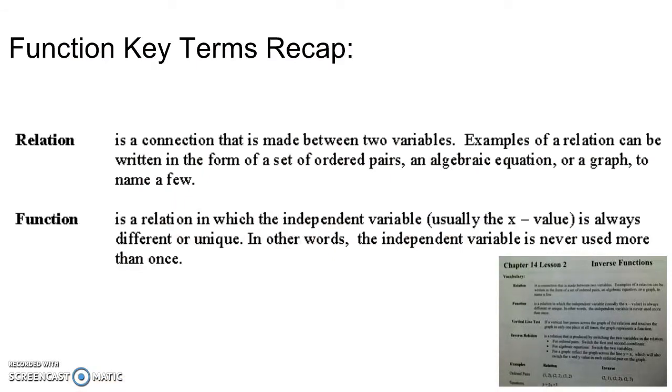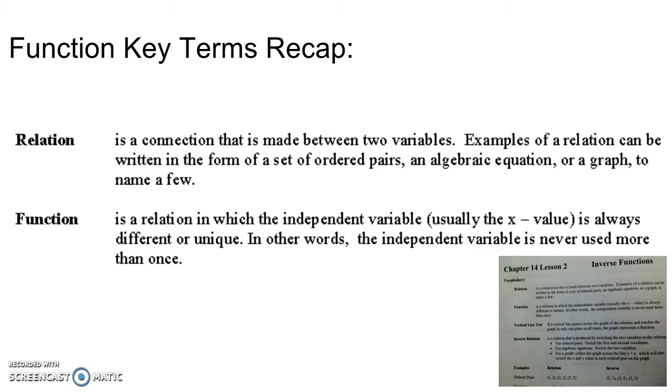So we remind ourselves that a relation is any connection between two variables. So when you have any set of ordered pairs, that's a relation. A specific type of a relation is a function, and that's a relation where the independent variable, which is the x variable, the one that's plotted on the horizontal axis, is always different or unique. It's never paired with more than one y value.